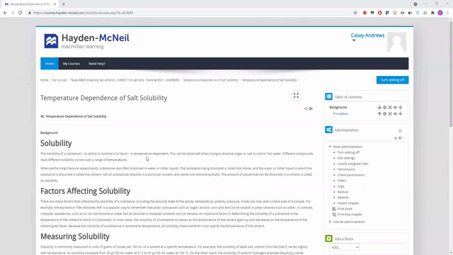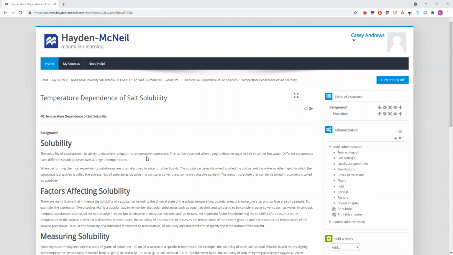In this lab, we're going to look at how temperature and salt solubility are related. So the intro here actually is pretty good, so I'm not just going to rehash it. I'm just going to briefly go over it. So what is solubility? It's the ability for a solid to dissolve in a substance.